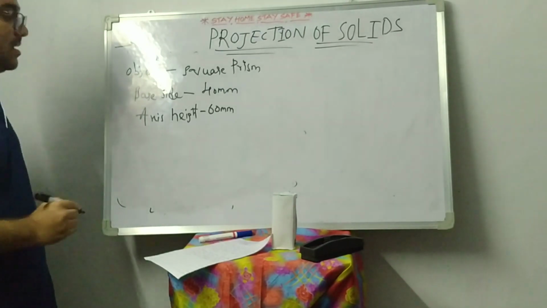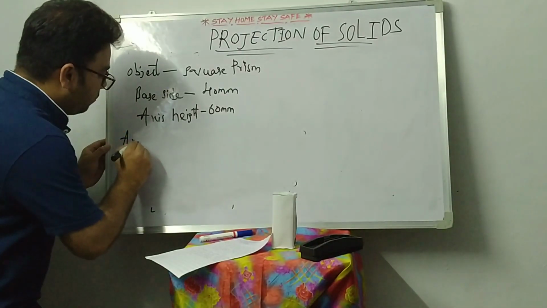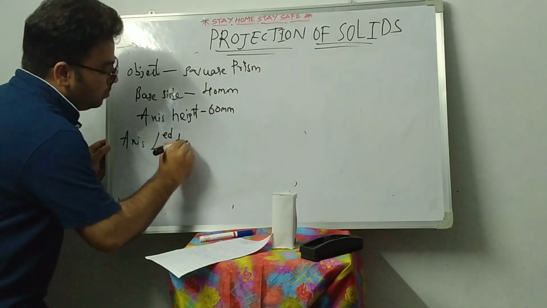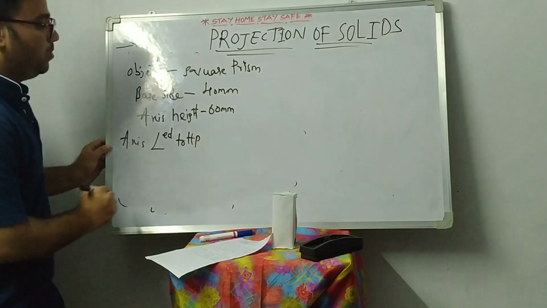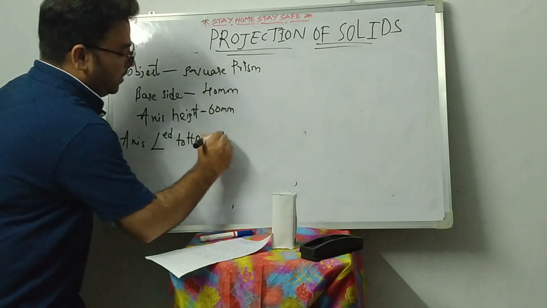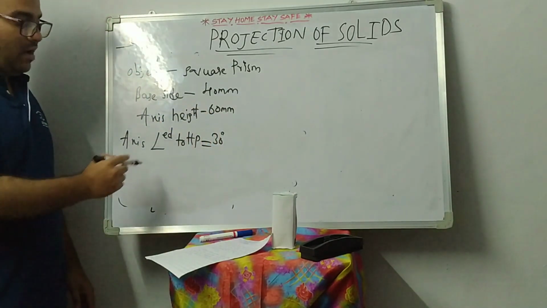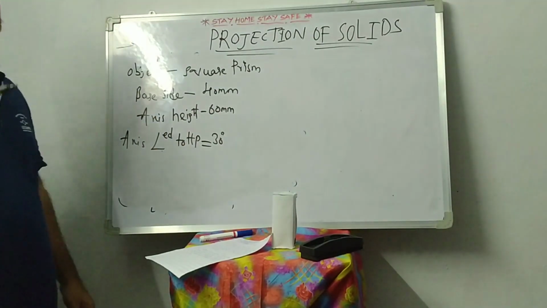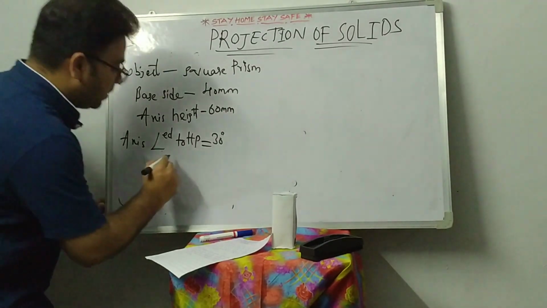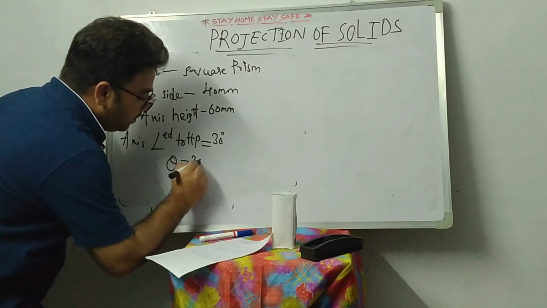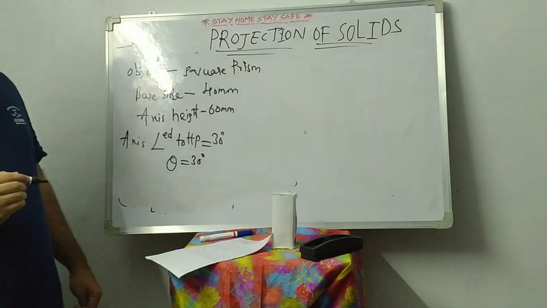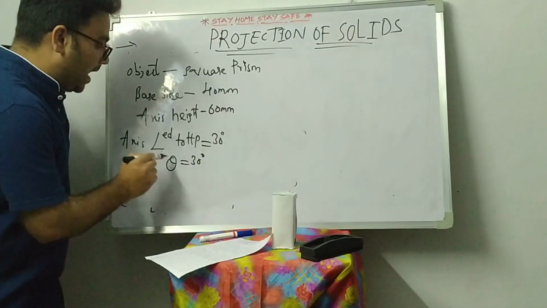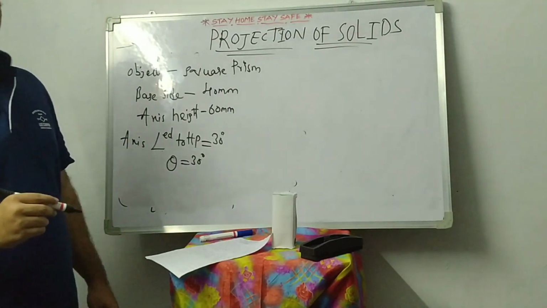And the axis is inclined. In this problem, this is very important. The axis is inclined to the HP with 30 degrees. If the axis is inclined to the HP, it is represented by theta, so theta equals 30 degrees. While doing the problem, we have to indicate the axis above the XY line.